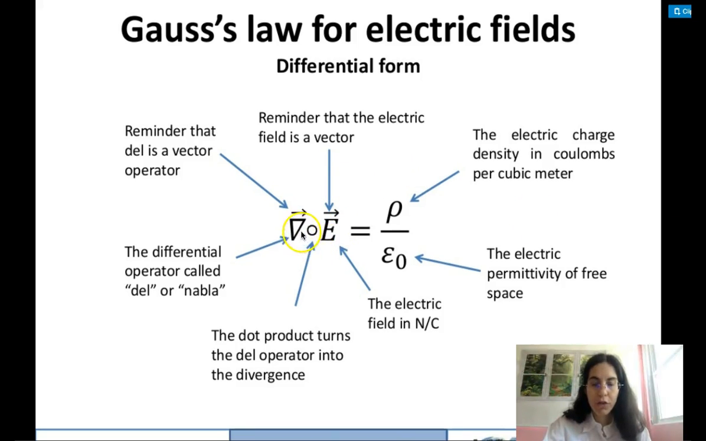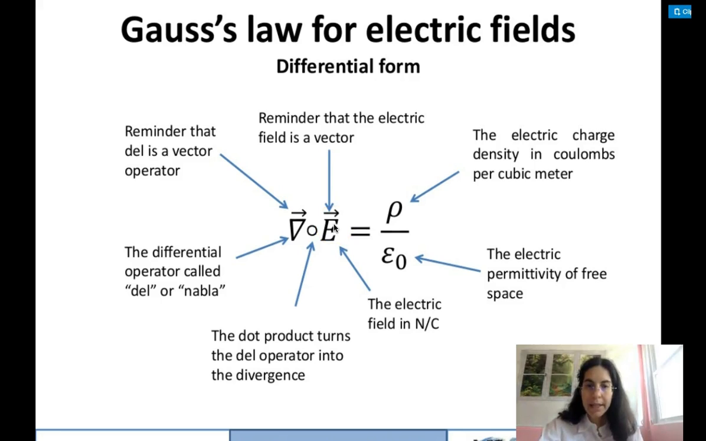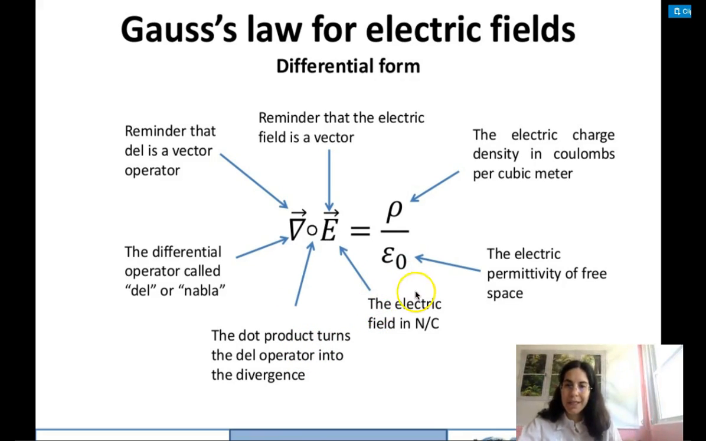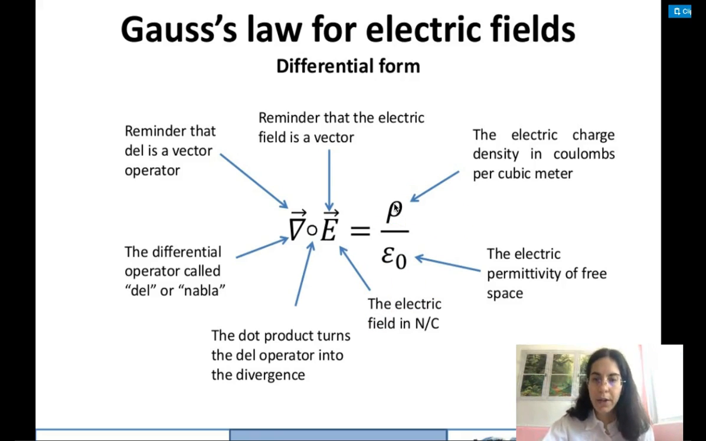Now, in differential form, we're going to take dx, dy, dz, dot product electric field. We're going to find the change in the electric field in the x direction, dx, and the y direction, dy, and the z direction, dz. We're going to add them up to find the divergence, and that divergence is going to be the charge density in coulombs per cubic meter, again, over the electric permittivity of free space. This is sometimes called Gauss's law.